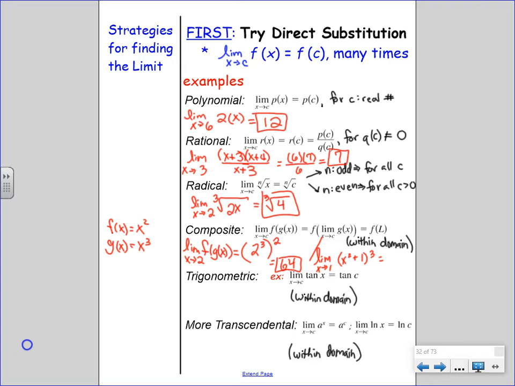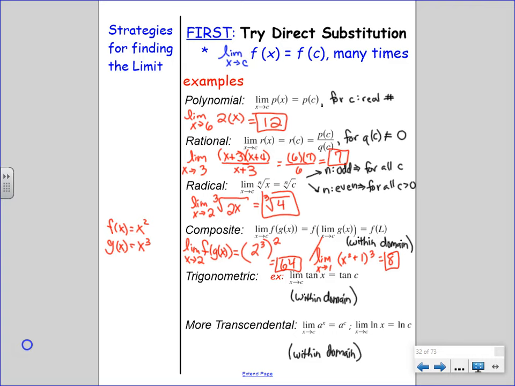Who's the innermost? X squared plus 1. Who's the outer? Something cubed. So I could state it: g of x is equal to x squared plus 1, f of x is equal to x cubed, and g is inside f. Or I could just say, oh hey, it's something inside something, plug it in, plug it in. And I end up with 8. 1 squared plus 1 is 2. 2 cubed is 8. Cool. As long as it all works out and nothing's imaginary or weird, we're good to go.